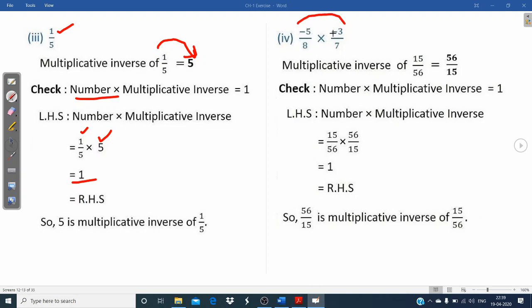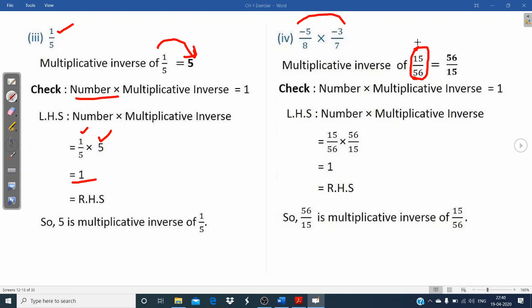Now, in the fourth part, you have to find the multiplicative inverse of this entire thing. First of all, we will resolve it here in the question. 5 3s are 15, minus minus plus, so 15 upon 8 7s are 56. Now you have to find the multiplicative inverse of 15 by 56.